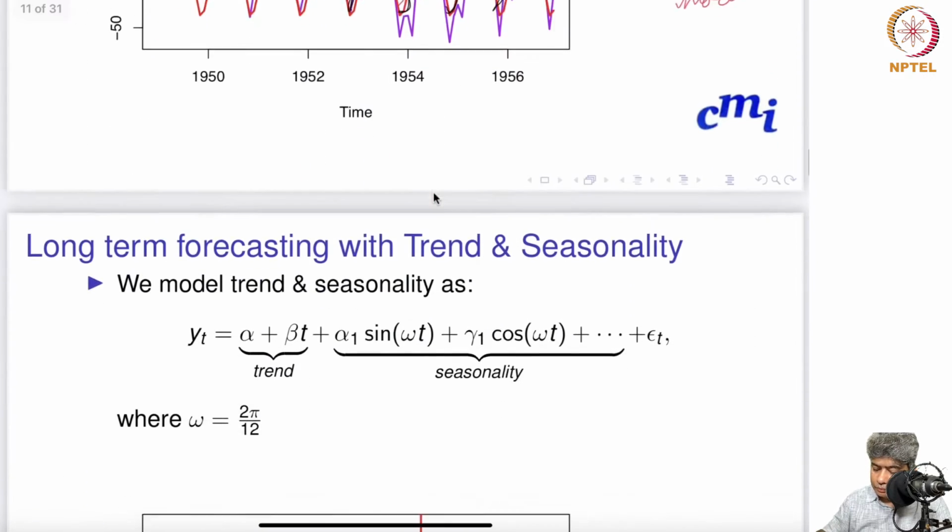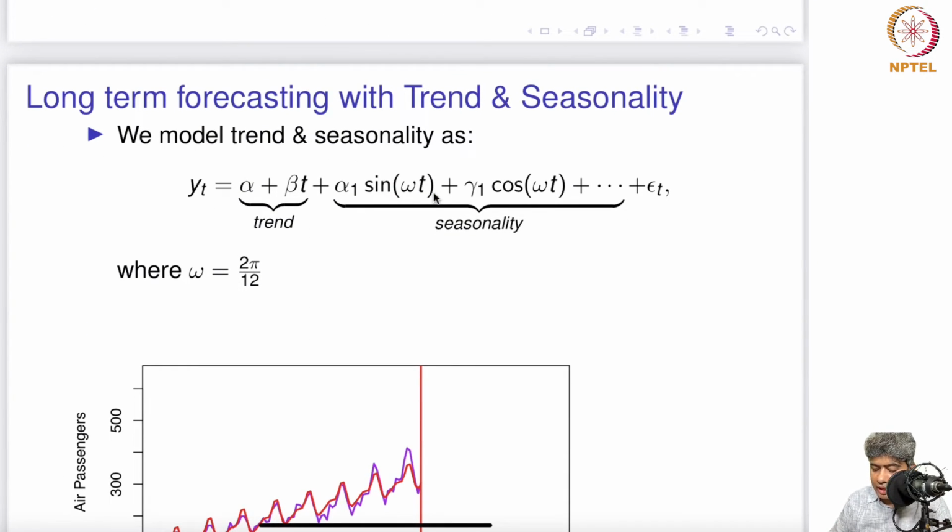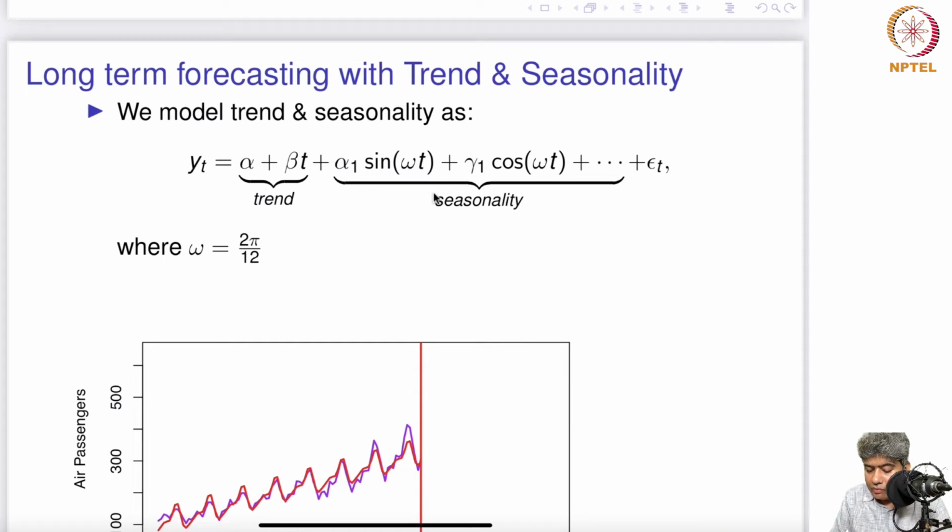Now if we join the trend and seasonality, we define our model as alpha plus beta t as the trend. This is the trend part, and this is the seasonality part. In the seasonality you can put as many Fourier terms as you want, plus epsilon t of course, and omega is 2 pi by 12 because it's monthly data, therefore the frequency is 12.